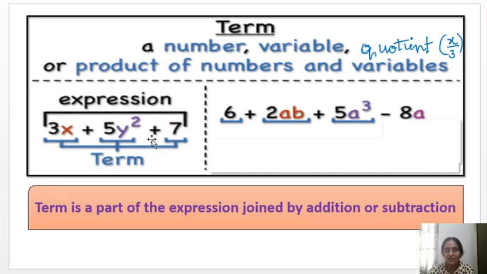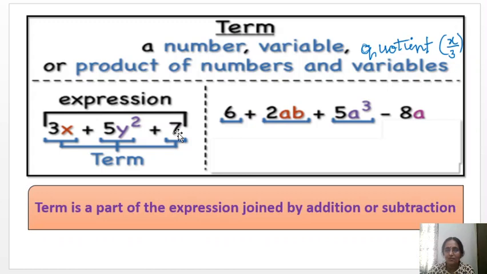The term is the part of the expression joined by addition or subtraction. Here, take care to note 3x: there is a multiplication operation here, but still it is considered as one term. So the term is the part of the expression which is joined, how? By addition or subtraction. 3x, 5y square and 7. There are three terms in this given expression, 3x plus 5y square plus 7.